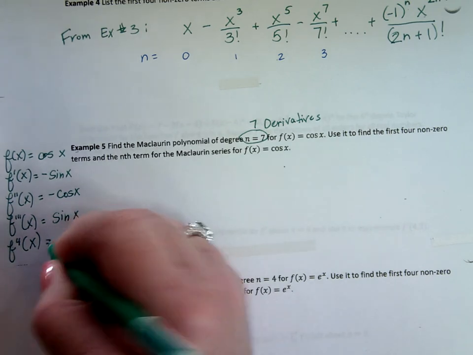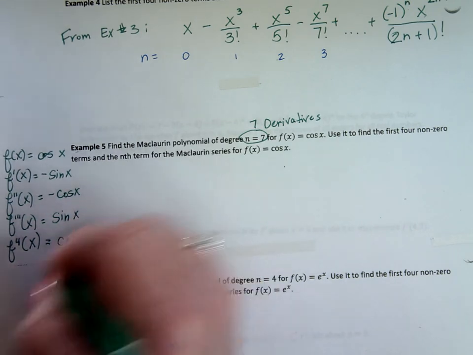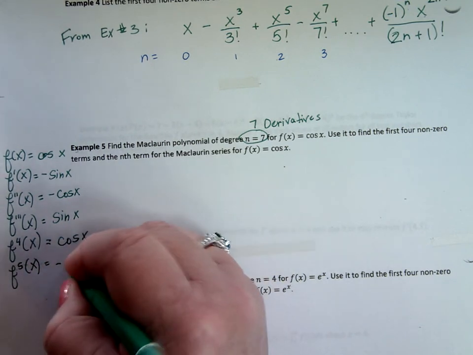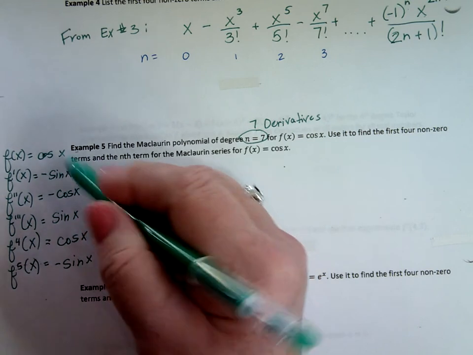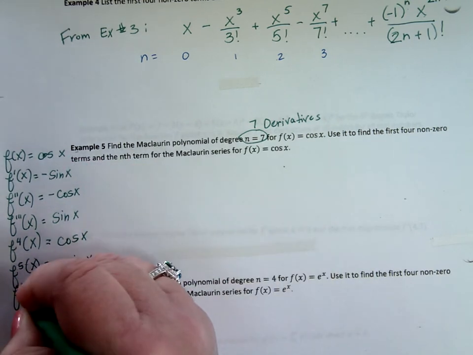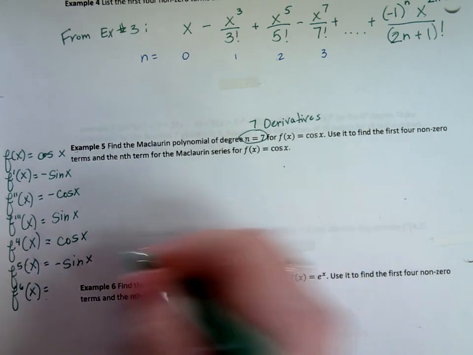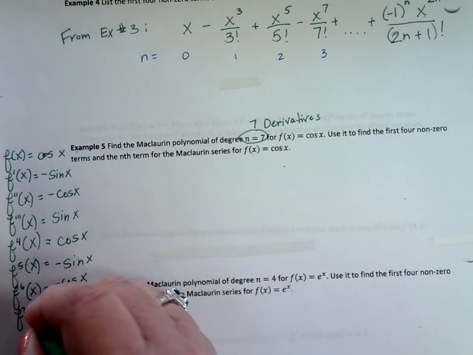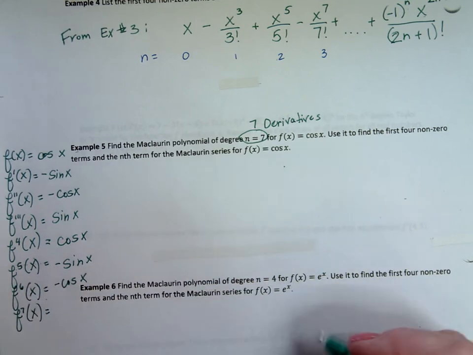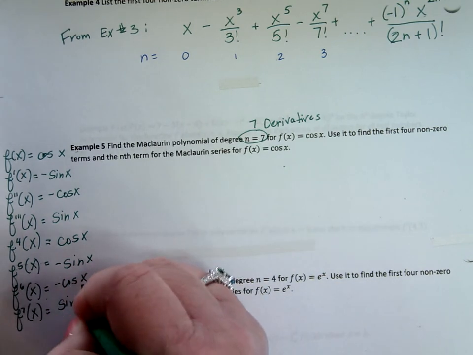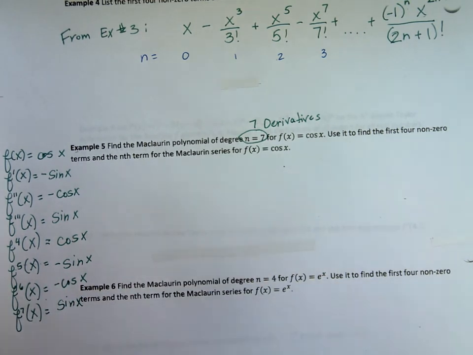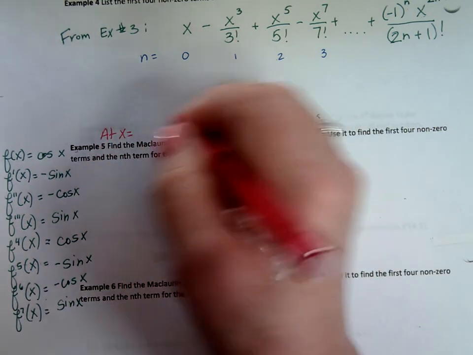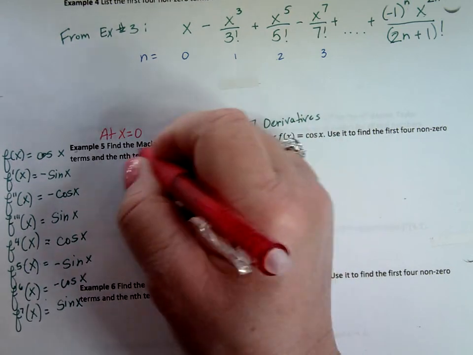Derivative of sine is cosine. Fifth derivative. Derivative of cosine is negative sine. And again, I'm now just repeating the pattern. Sixth derivative is negative cosine. And seventh derivative is sine. And then I need to evaluate it at the center. And in our case, our center is 0. Because it's a Maclaurin, I automatically know that the center's at 0.